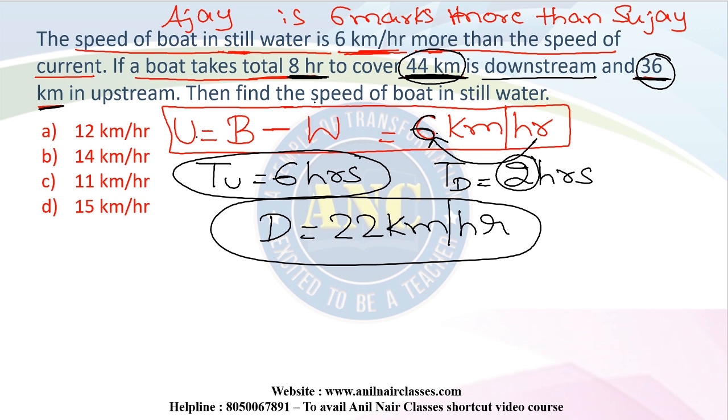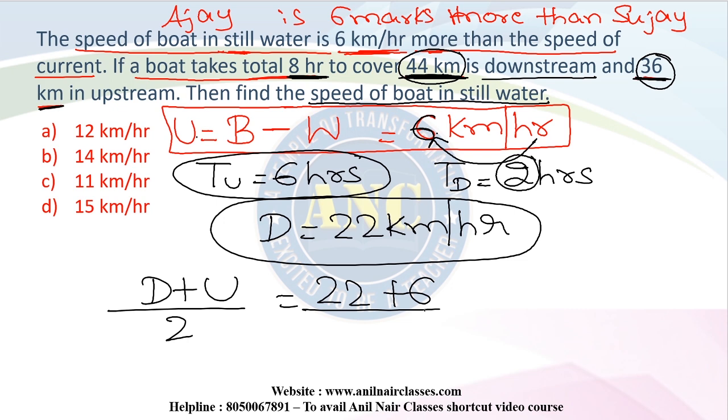What is the question? Find the speed of boat in still water. Speed of boat in still water is (d plus u) by 2. D value is 22, u value is 6, (22 plus 6) by 2, 28 by 2. Answer is 14 kilometers per hour. Beautiful, common sense way of solving the problem.